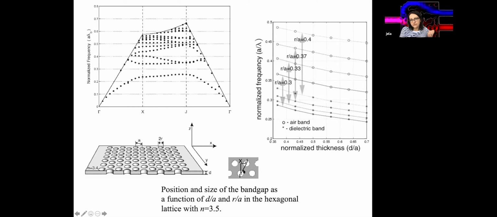Now, another question for you. If you're increasing r over a, right? So if you go from hole radius of 0.3 times periodicity to hole radius of 0.4 times periodicity, same lattice, same thickness, what is happening with the band gap? Frequency goes up, right? For both of these, the dielectric band goes up, air band goes up, and band gap size increases. Okay? So first, why is the whole band gap going up? And why is the band gap size increasing?